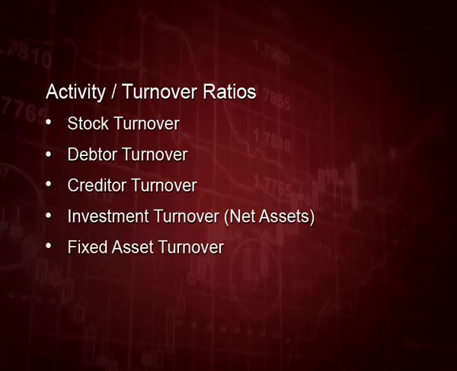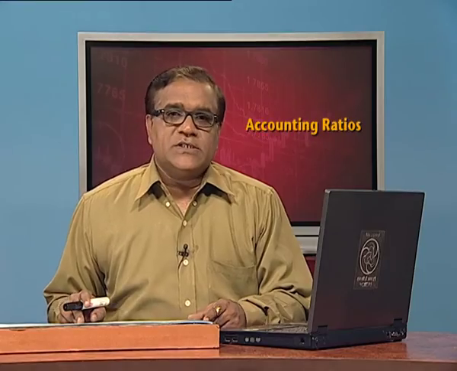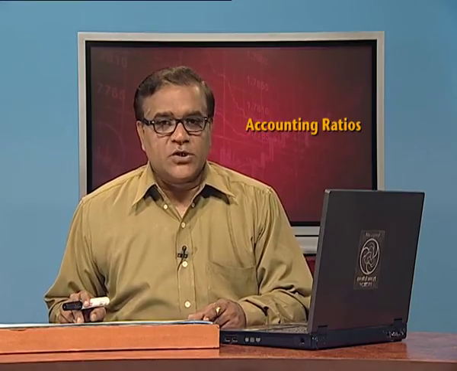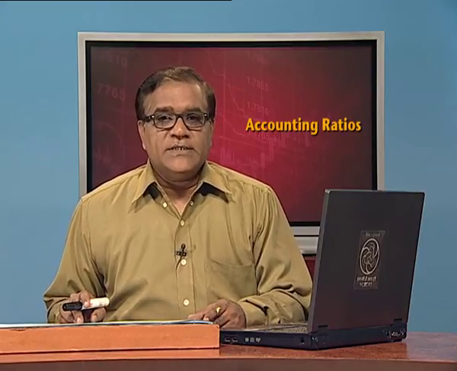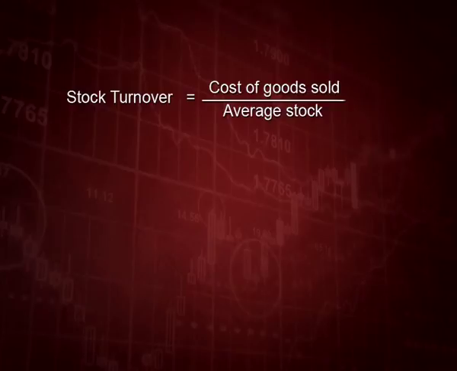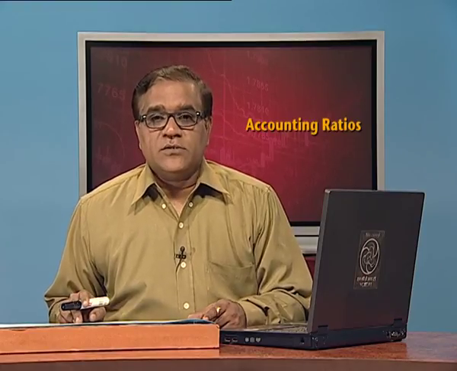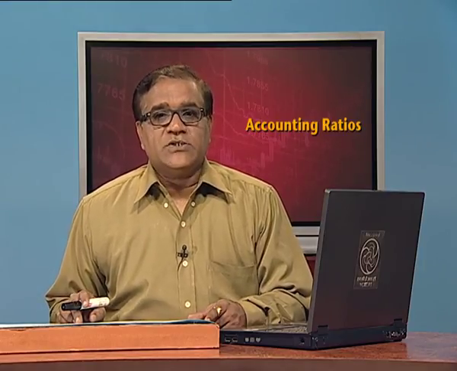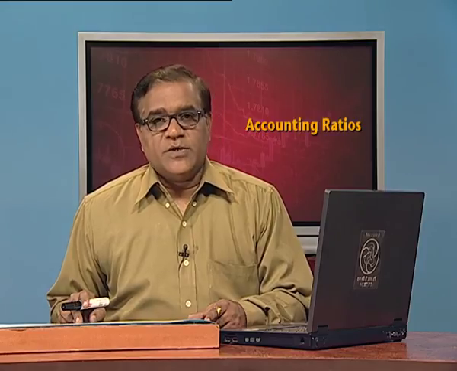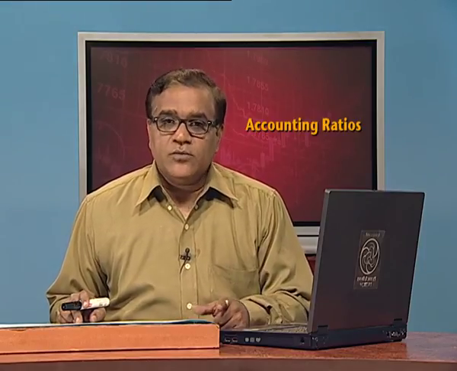Next is fixed asset turnover, and the last one is working capital turnover. So, let us start with the first, stock turnover ratio. It is a very important ratio. The formula is cost of goods sold divided by average stock. Now, what is cost of goods sold? Sales minus GP. And what is average stock? Opening stock plus closing stock divided by 2.